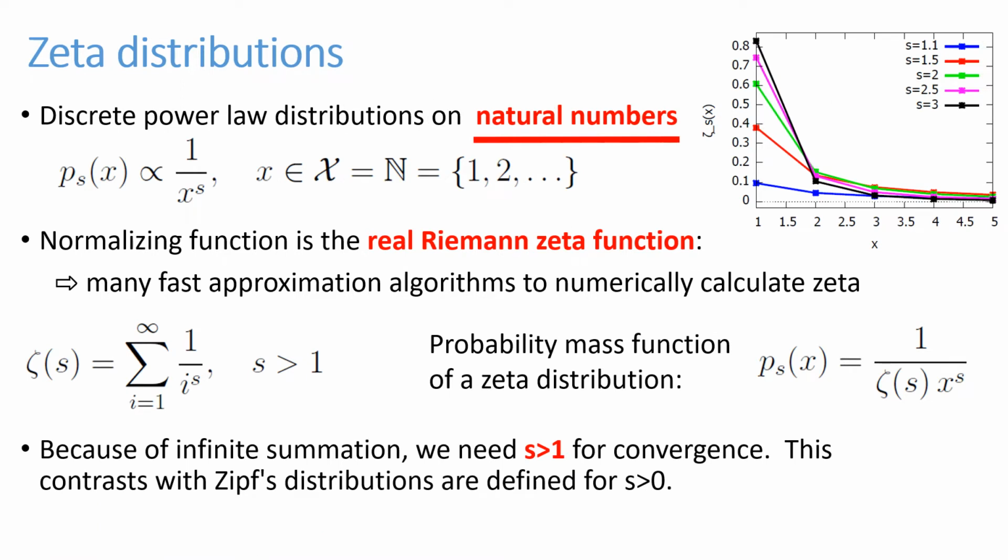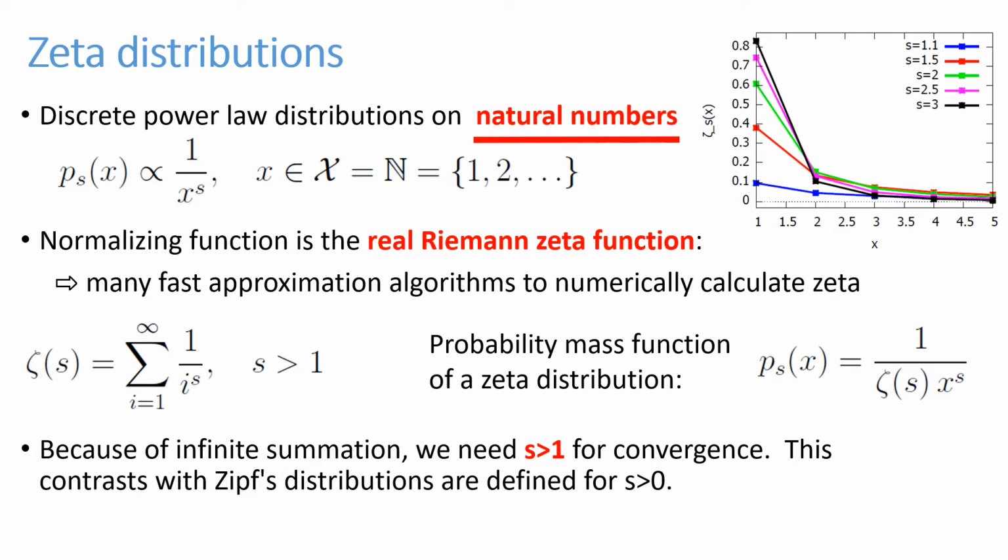Now that I have introduced Zipf distributions and their use cases, let me define the zeta distributions as the limit of these distributions when the support is the full range of integers. In that case, the former normalization constants, which were generalized harmonic numbers, become the Riemann zeta function. Because of the infinite summation, we now need the power exponent to be greater than 1. This contrasts with the Zipf distribution, which only requires the power exponent to be positive.